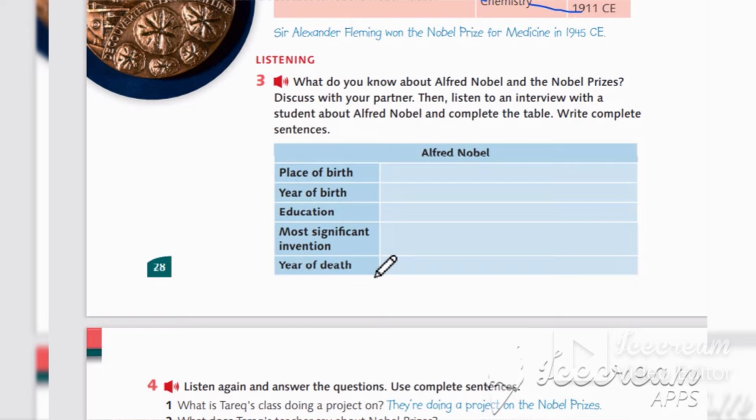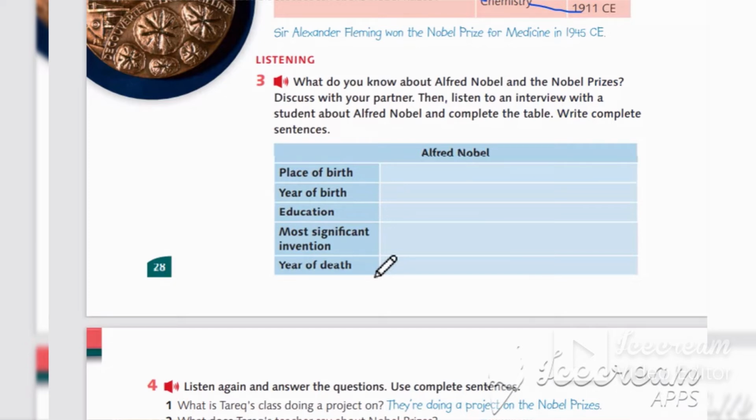Module 3, Unit 3, page 28, exercise 3. Tarek, what are you studying in history at the moment? We are doing a project on the Nobel Prizes. Our teacher always says that they are the highest awards anyone can receive. I'm researching Alfred Nobel himself, who set up the prizes. So, what can you tell me about him?